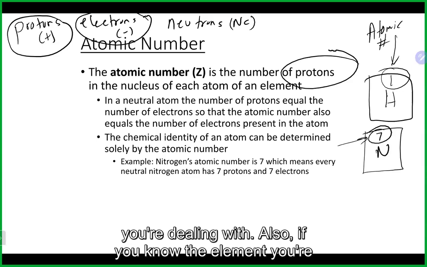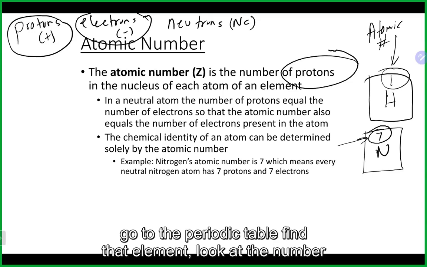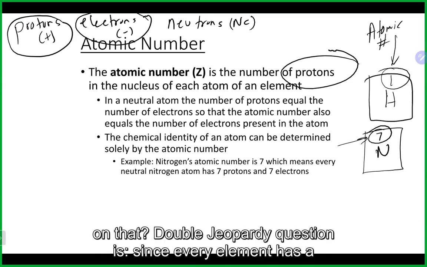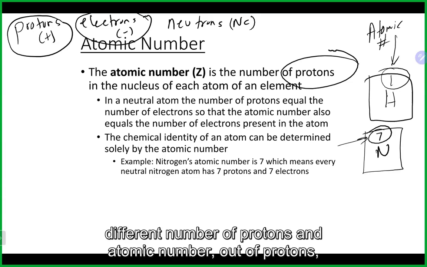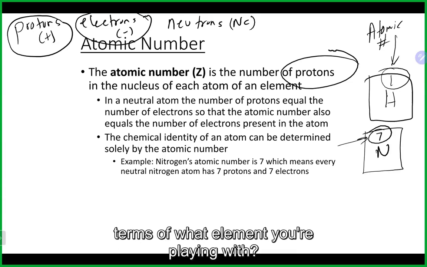Also, if you know the element you're dealing with, but do not know the number of protons, you just go to the periodic table, find that element, and look at the number on top, and it'll tell you how many protons there are. Question on that. Double Jeopardy question: since every element has a different number of protons and atomic number, out of protons, electrons, and neutrons, which one is the most important in terms of what element you're playing with?